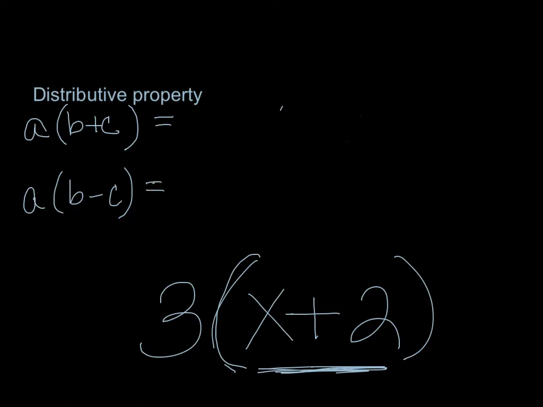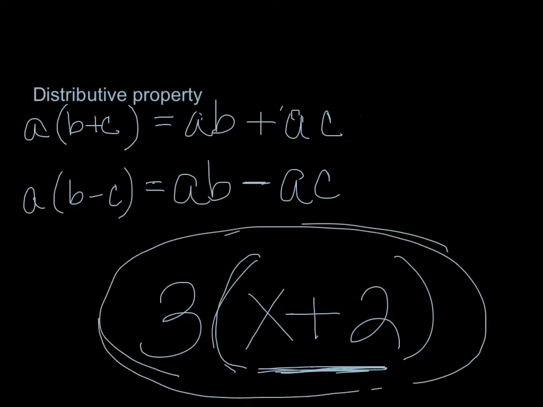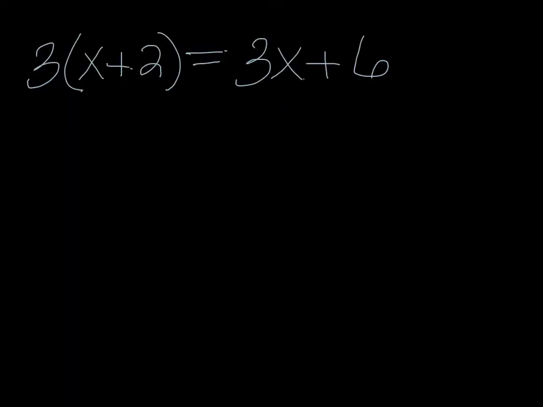The distributive property says that A multiplied to (B plus C) is the same as A times B plus A times C. And A multiplied to (B minus C) is the same as A times B minus A times C. So in this expression, it would simplify to 3 times x plus 3 times 2, or 3x plus 6.